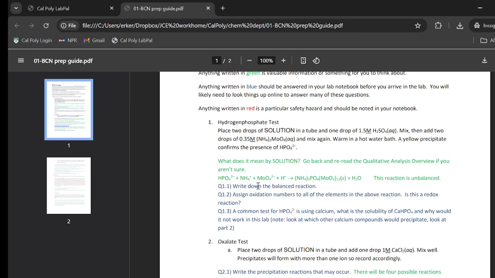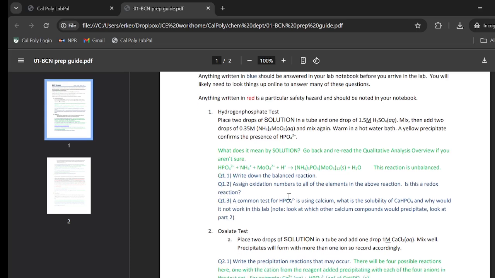For this, we should write down a balanced reaction for each of the things we're doing. And then there's a couple questions we should answer in our notebook, and notice it's question 1.1, 1.2, 1.3, so that's how we number our questions that we're answering in the notebook.